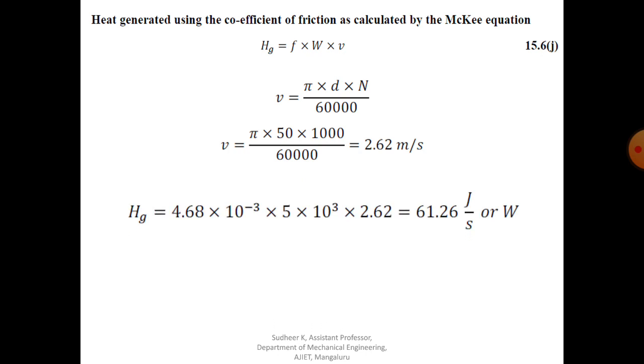Based on that, you can calculate Hg like this: 4.68 into 10 to the power minus 3 into pi into 10 to the power 3 into 2.62, you will get 61.26. The unit is joule per second, which is nothing but watt. So the value of heat generated is 61.26. Here one of the main aims is to find out heat dissipation and heat generated, because if the heat dissipation is more than heat generated, then there is no need of any cooling. But if heat generated is more than heat dissipation, then we have to go for artificial cooling.